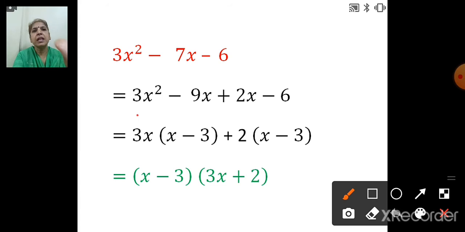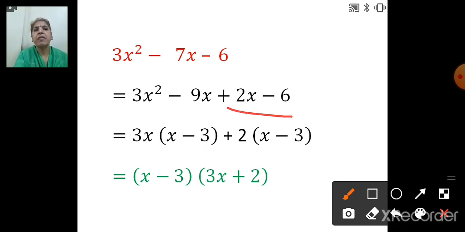Again the same thing, make groups of 2. Now in this group, which is the common factor? 3x. And which is the uncommon one? Here it is x, because 3x we have taken common. The sign is minus and here 9 is given. So 3 times 3 is 9, so 3 will be common, x minus 3.